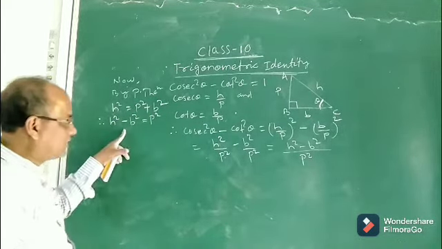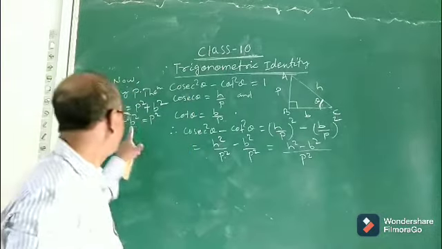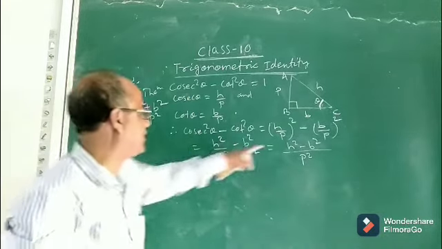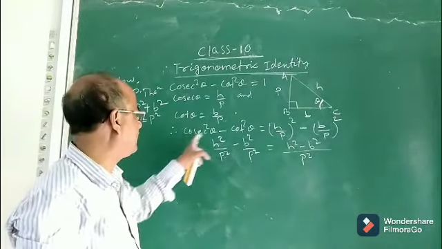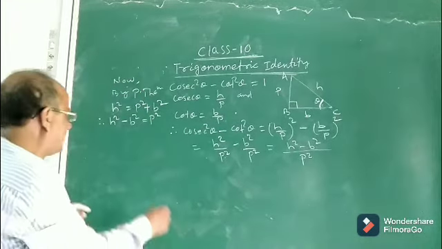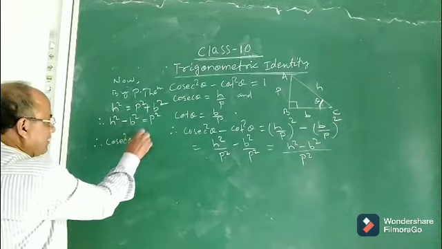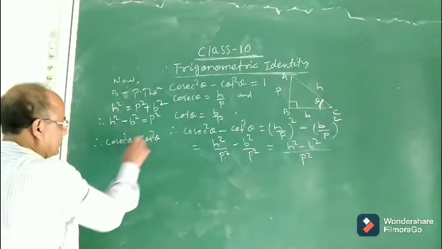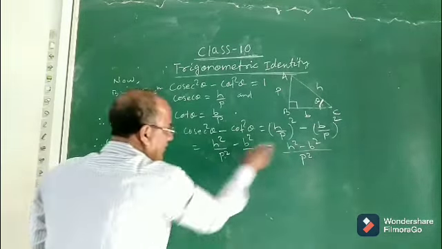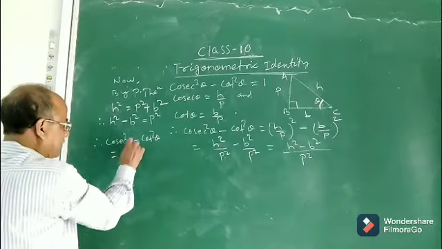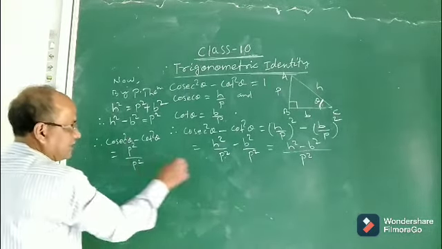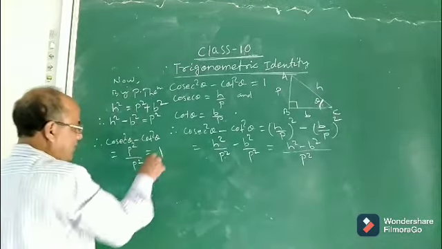Now put this value here. Put the value of h square minus b square here to get the value of cosec square theta minus cot square theta. In place of h square minus b square we write p square, so it is p square by p square, and p square by p square is 1.